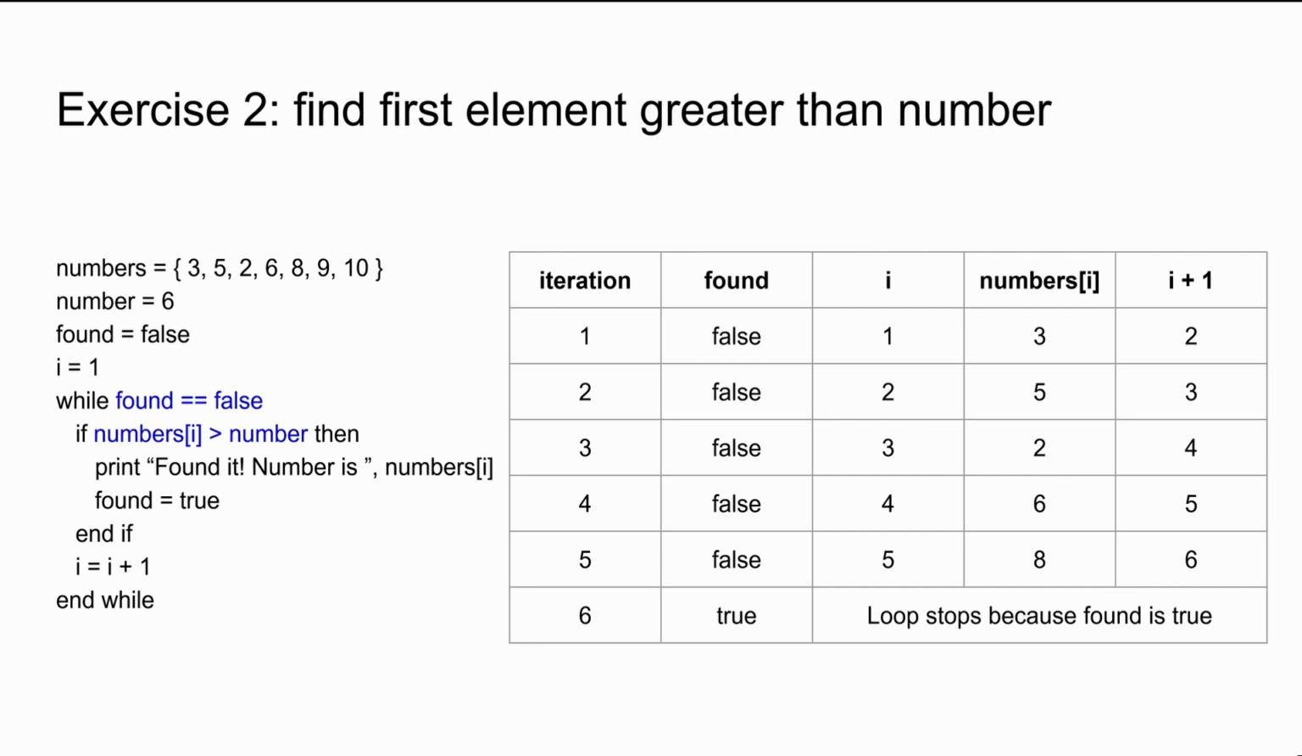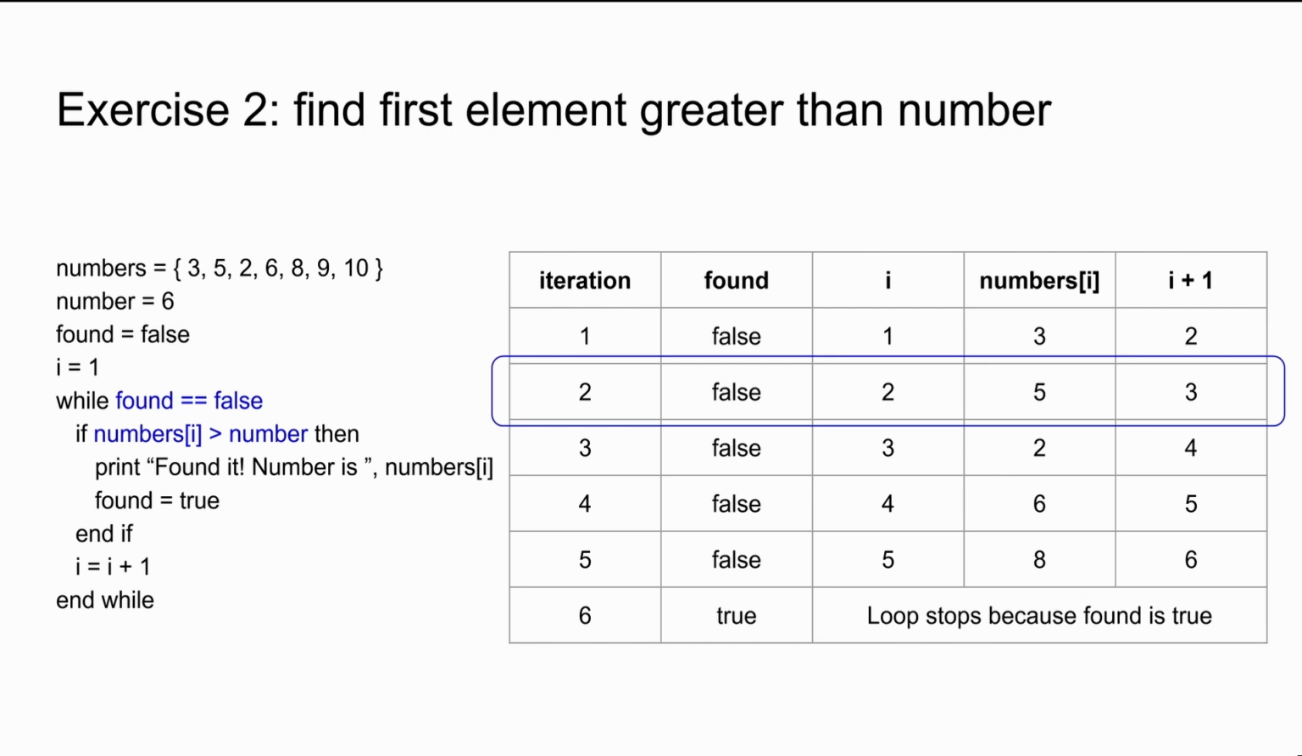In the first iteration, found starts at false and i is 1. Because i is 1, numbers of i is the first element of the list, in this case 3. And i plus 1 is 2. Here, the if condition is false, since numbers of i is not bigger than 6. So found doesn't change its value. In the second iteration, found is still false, and i starts at 2, which makes numbers of i equal to 5. 5 isn't greater than 6, so found doesn't change and the loop would continue.